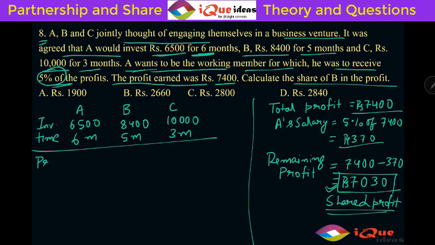So the profit ratio will be calculated as the product of investment and time for each one. So 6,500 into 6. Make sure the investment unit is the same everywhere. So it is rupees in this case. Time unit is the same everywhere. That is a month in this case. So profit ratio for A it will be 6,500 into 6. For B it will be 8,400 into 5. And for C it will be 10,000 into 3.